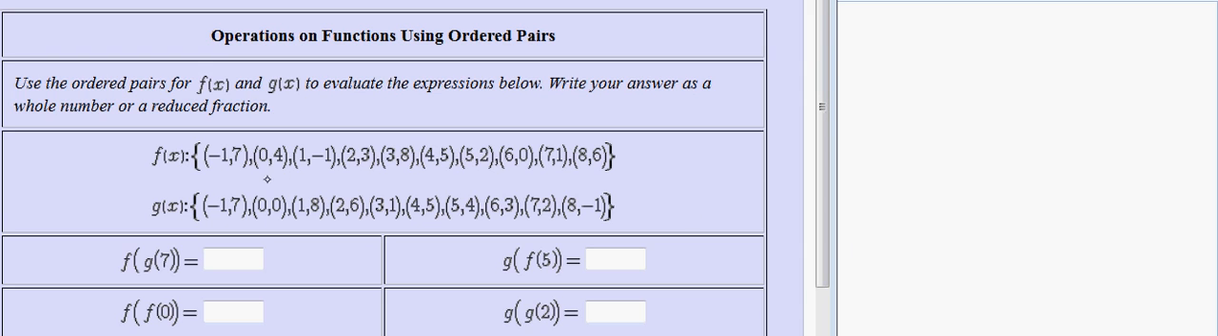In this problem, we're given two functions, f and g, as a set of ordered pairs, and we're asked to do several function compositions. For example, in the first problem, we're supposed to find f of g of 7.